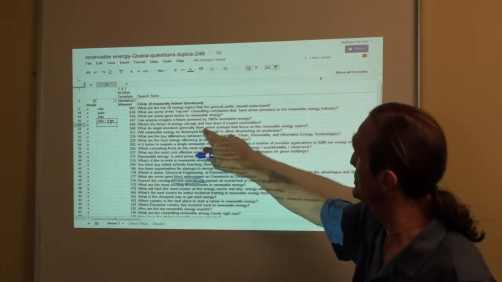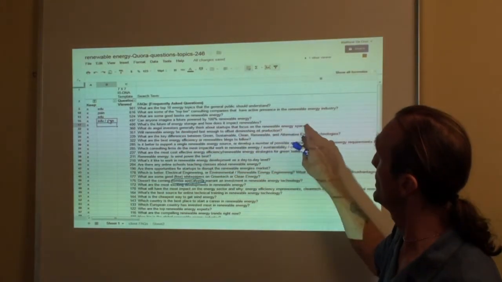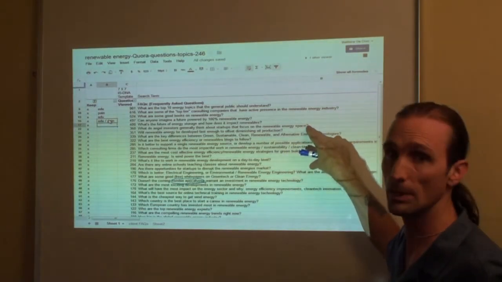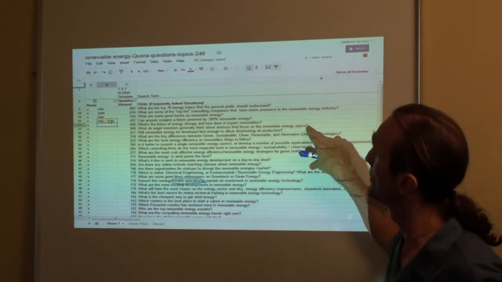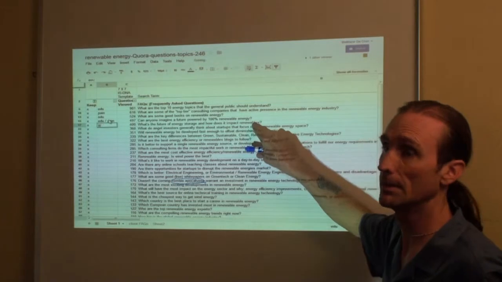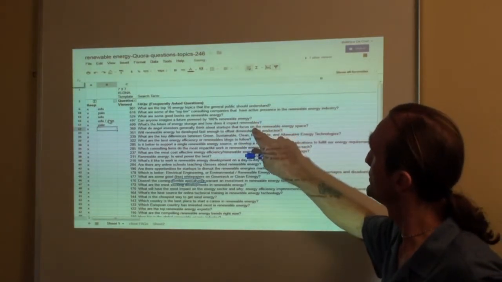How do angel investors generally think about startups and focus on the renewable energy space? I consider this an EDU. Okay. Can we write some of these in there? Is that correct? That's a pain. It's a pain, right? EDU.